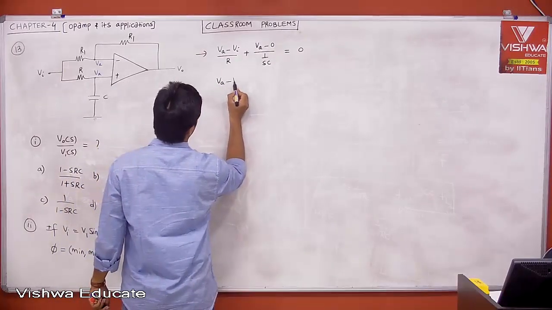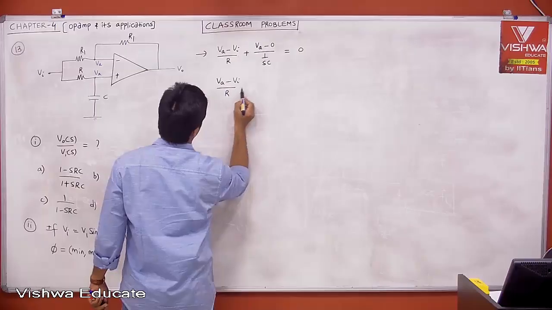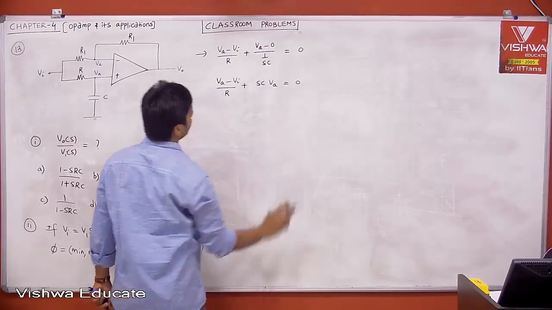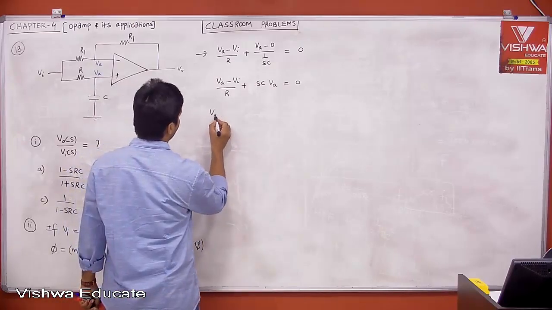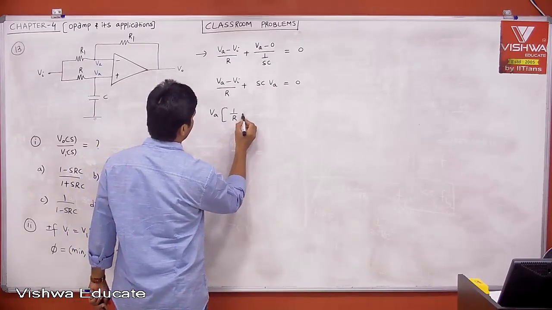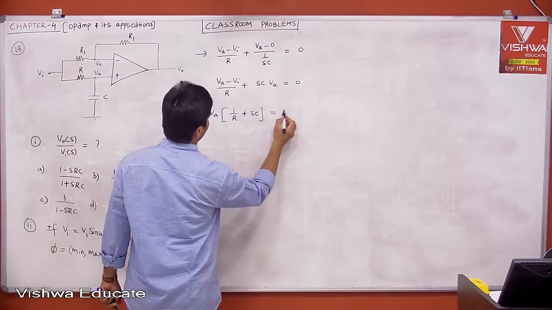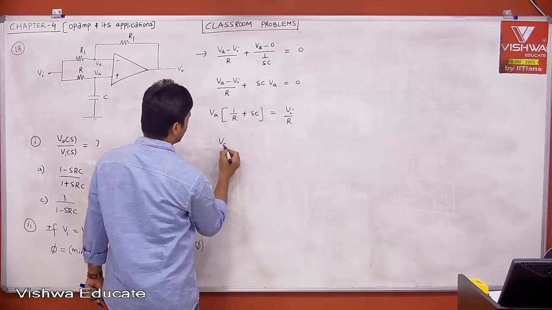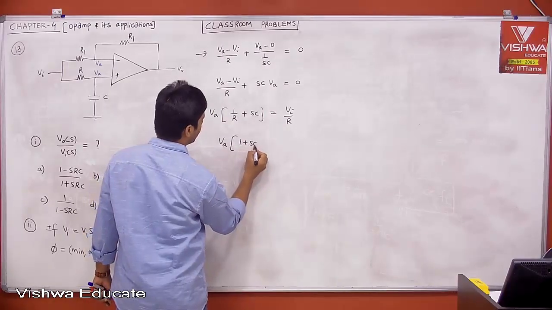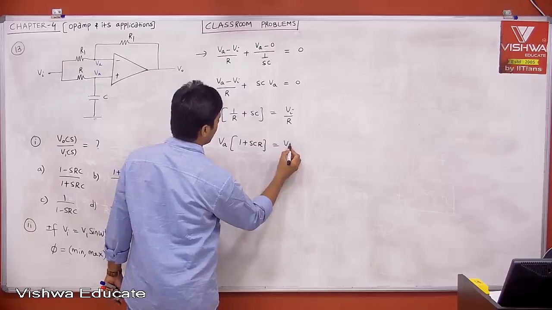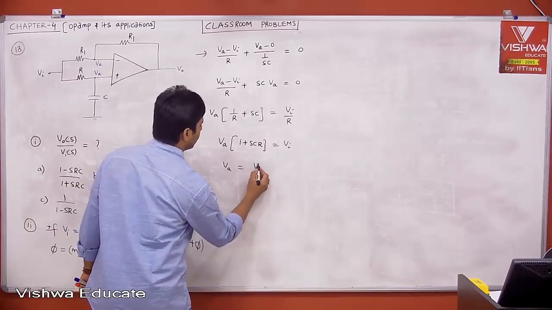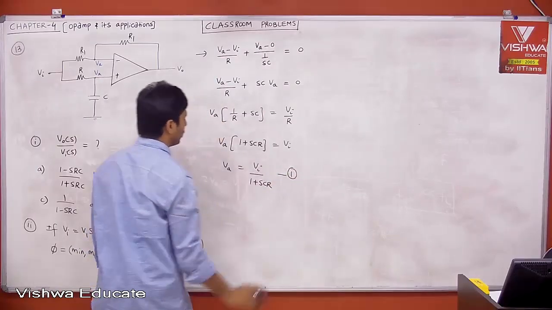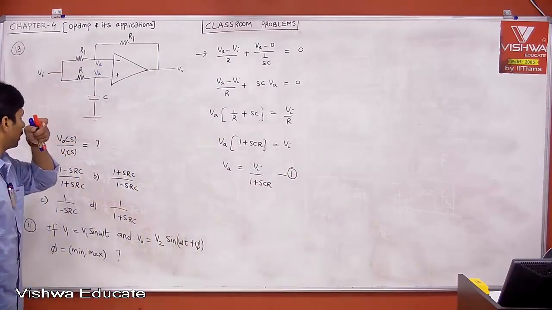You will get (VA minus VI) divided by R plus SC into VA is equal to 0. If you take VA common, you will get (1 by R plus SC) times VA is equal to VI divided by R. R will be cancelled. Then VA times (1 plus SCR) is equal to VI. Then VA is equal to VI divided by 1 plus SCR. You can call this equation 1, because we got VA with respect to VI.